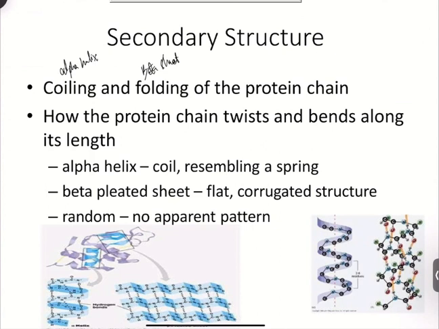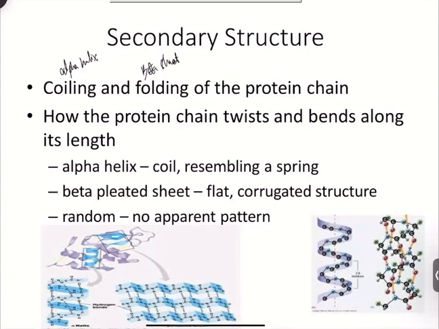So aside from your peptide linkage, it has other linkages present, like your hydrogen bonds, covalent bonds, or other bonds that are present in the structure. Okay. No? Yan, sabi natin, coil, flat. They can also be in random or no apparent pattern.